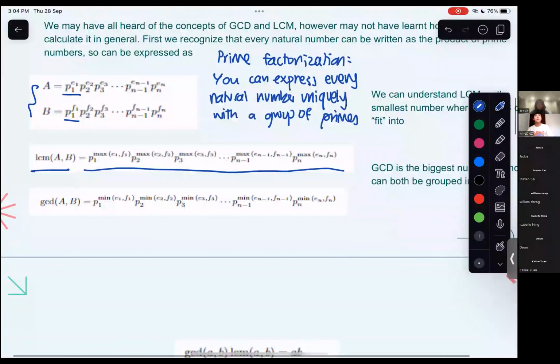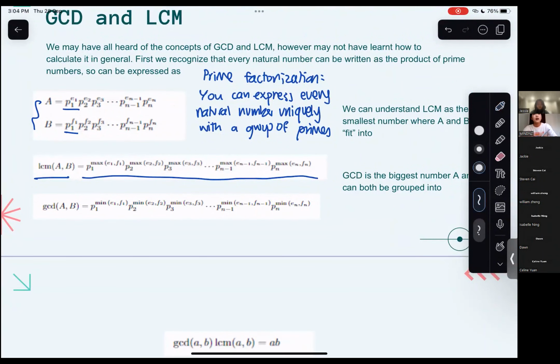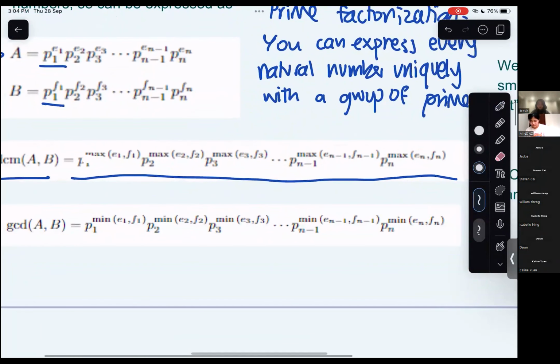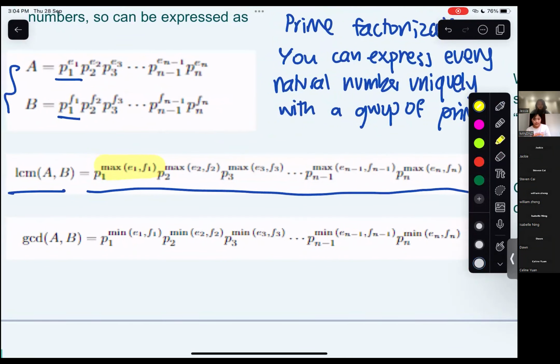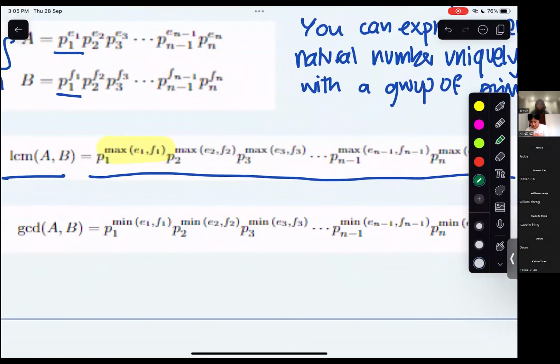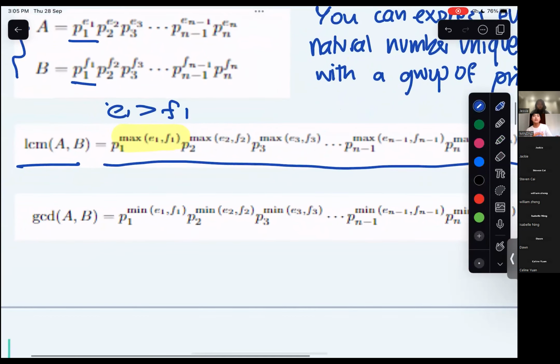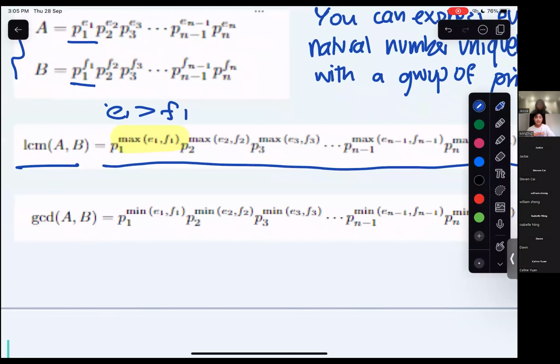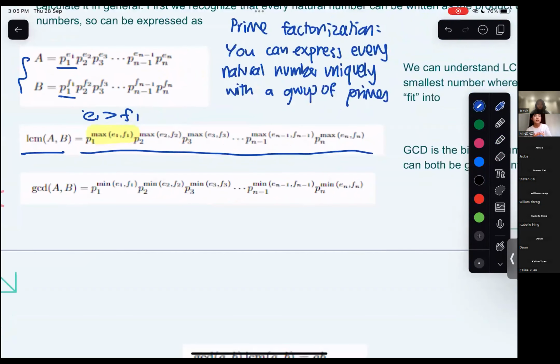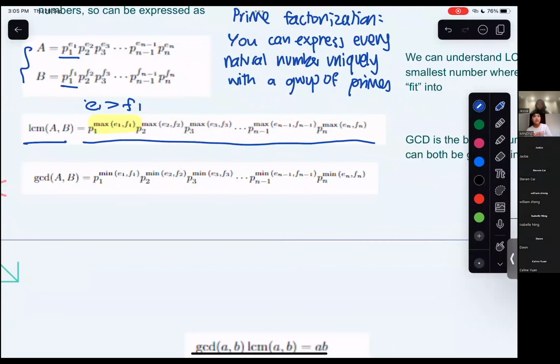You can consider LCM as the smallest number that both a and b can divide into, right? So it's the smallest number that a and b can fit into. You can't have a power smaller than the maximum of either of these, or else you won't be able to fit it in. Say if e1 was greater than f1, that means you need something bigger than e1 so you can fit e1 inside, right? So that's the idea for LCM, and then it's exactly the opposite for GCD.